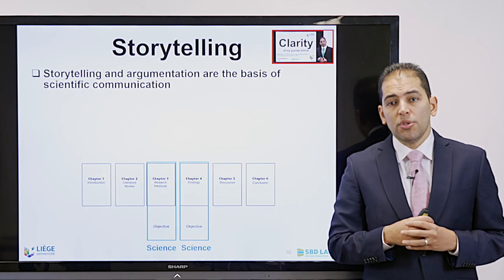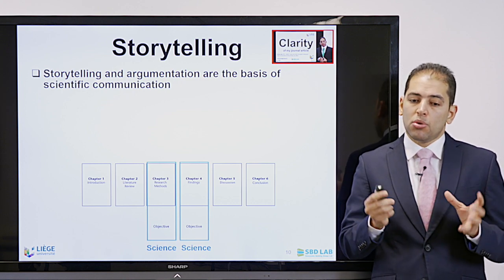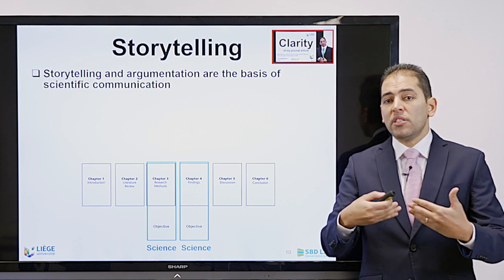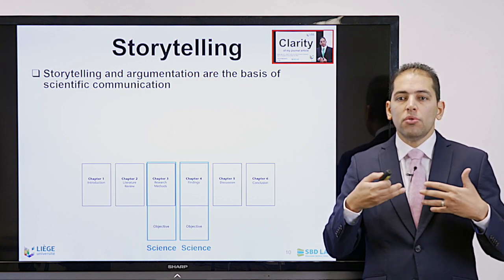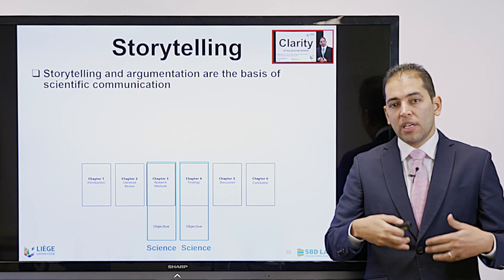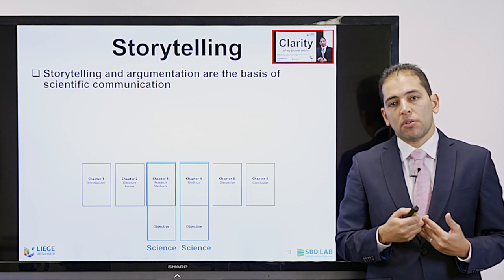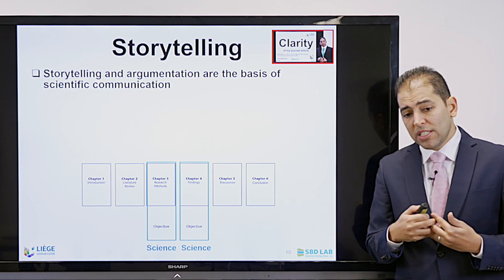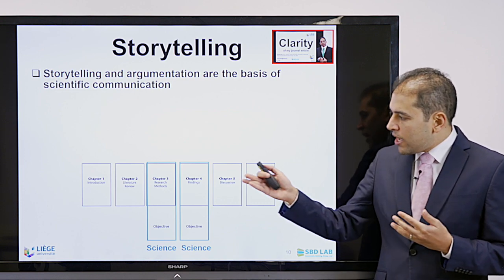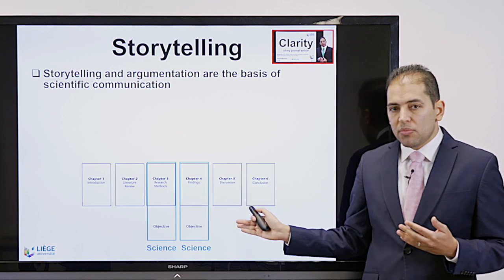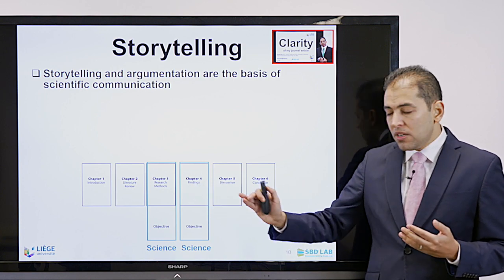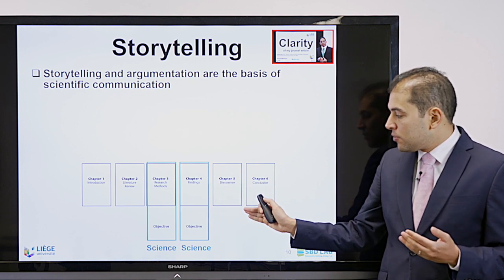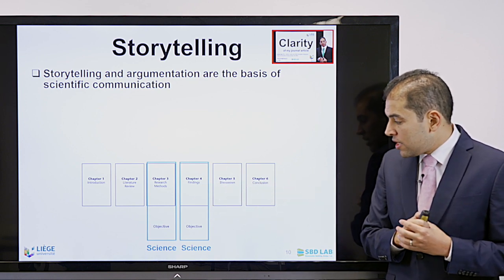Now, allow me to talk with you about something very important here, which is storytelling. Storytelling and argumentation is the basis of scientific communication. So you will need to embed and practice storytelling in your manuscript, article, thesis or dissertation. And you need to know that we classically have 6 chapters. Chapter 1 is the introduction. Chapter 2 is the literature review. Chapter 3, methods. Chapter 4, findings. Chapter 5, the discussion. And Chapter 6 is the conclusion.